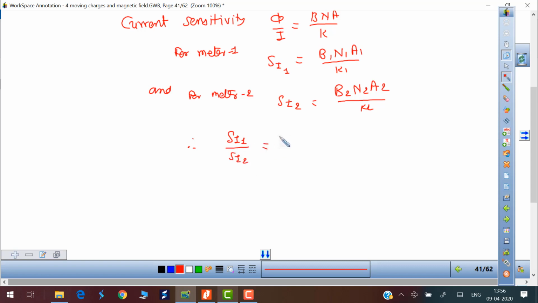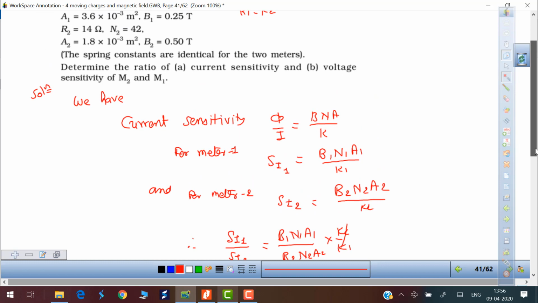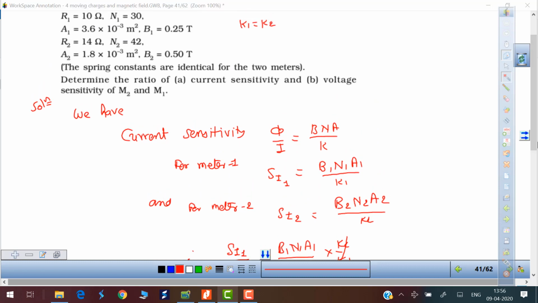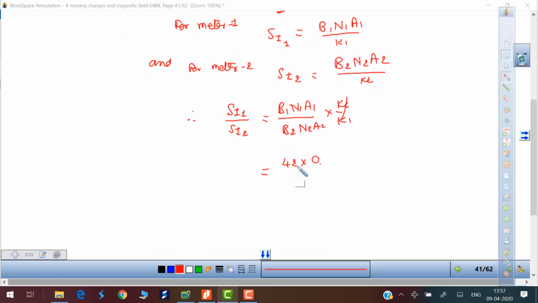SI2 is equal to B1 N1 A1 upon B2 N2 A2, and K2 upon K1 will cancel out because it will have the same value. So you have given B1. B1 is 0.25.